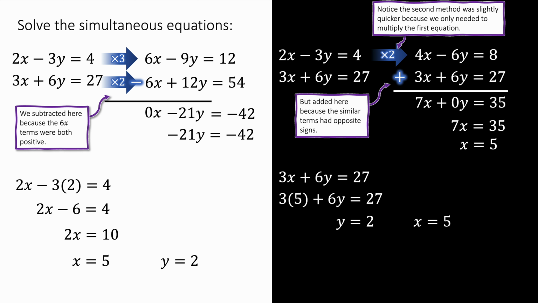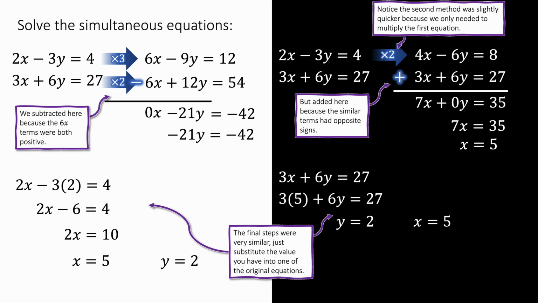In the first method, we subtracted, but in the second method, we added. That's just because of us wanting to cancel out the x's or the y's. For the x's, they were both positive, they were both the same, so we subtracted. For the 6y and 6y, we added because they were opposite, minus 6 and plus 6.